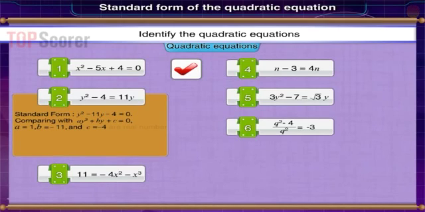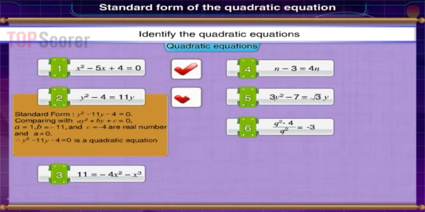Here a, b, c are real numbers and a is not equal to 0. Can we say y square minus 11y minus 4 equal to 0 is a quadratic equation? Yes, it is a quadratic equation in variable y.